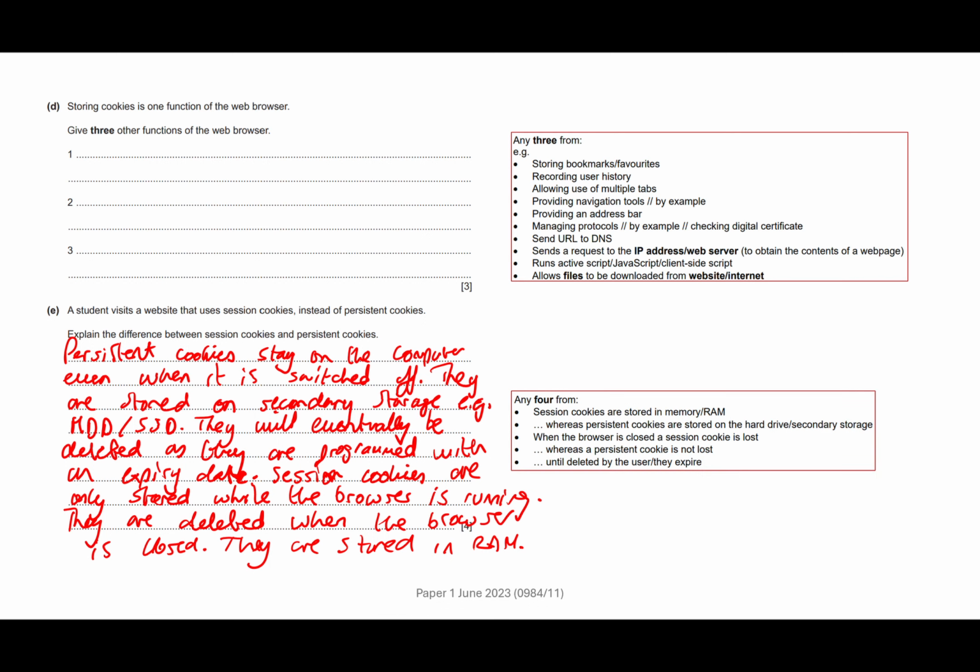So session cookies are stored in RAM. Yeah, we just said that. Persistent cookies are stored on hard disk drive secondary storage. So yeah, we've said that there. When the browser is closed, a session cookie is lost. So we have said that as well. They're deleted when the browser is closed. And we've said for persistent cookies, they're not lost. We've actually said both of these points. We actually didn't say when they're deleted by the user. We said they do expire. They're programmed with an expiry date.